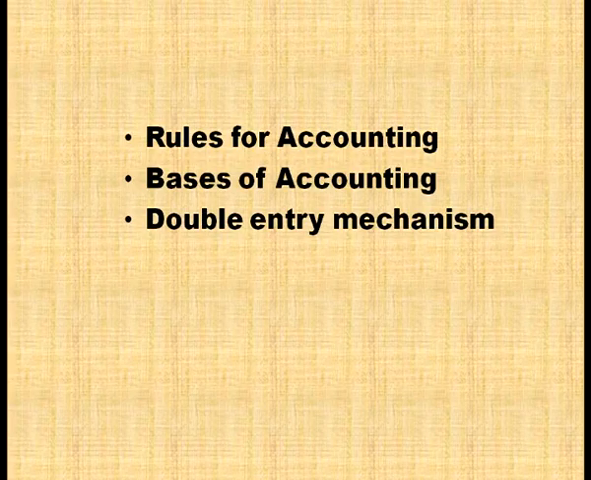And the possibility of fraudulent nature or fraudulent aspects inside the business can be controlled up to some extent with the help of double entry mechanism. So, in this session, we have identified mainly the rules for accounting, basis of accounting and double entry mechanism. Hope you have understood. Thank you.